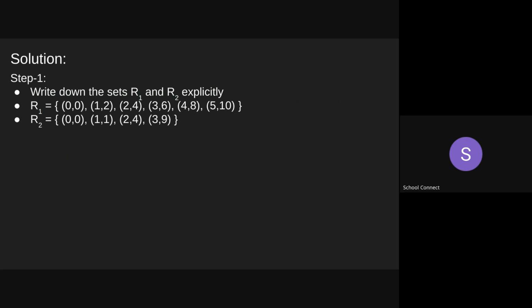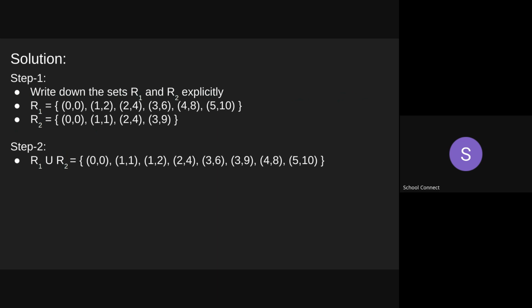Similarly, if you write down R2: 0, comma 0, 1, comma 1, 2, comma 4, 3, comma 9. There will not be any 4, comma 16. Okay. So you have R1 and R2 now. You just have to find R1 union R2 first. So what will be R1 union R2? 0, comma 0, 1, comma 1, 1, comma 2, 2, comma 4, 3, comma 6, 3, comma 9, 4, comma 8, 5, comma 10. That's it.